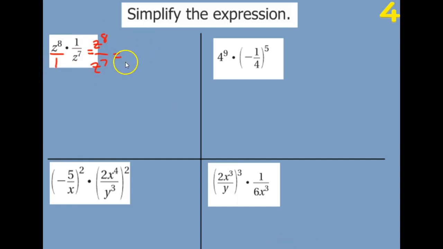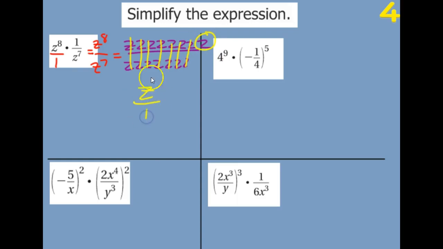Some of you may be able to see this, but we know most of the z's are going to cancel out. 4, 5, 6, 7, 8. So we have 1, 2, 3, 4, 5, 6, 7 z's that are gone. So we just have one z on the top. So z divided by 1 is still just z. So hopefully you can see that most of them, 7 and 8, they're going to cancel out, just leaving us with a z.